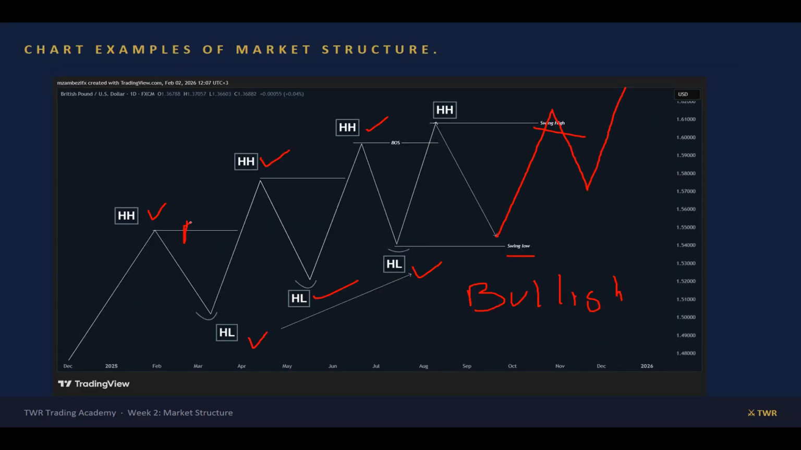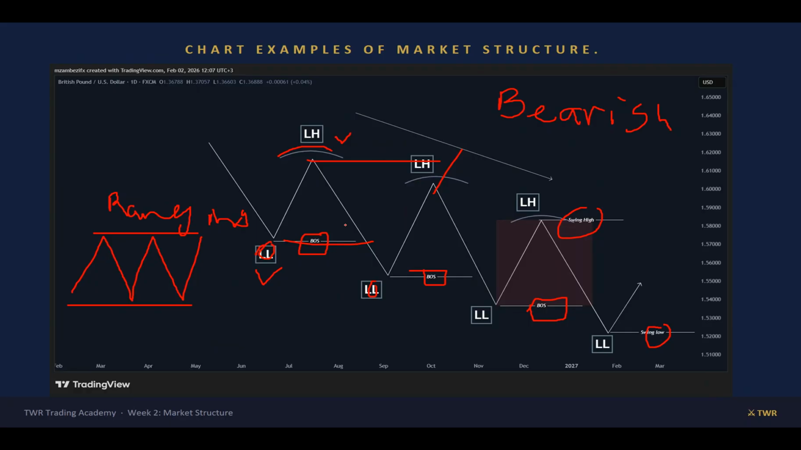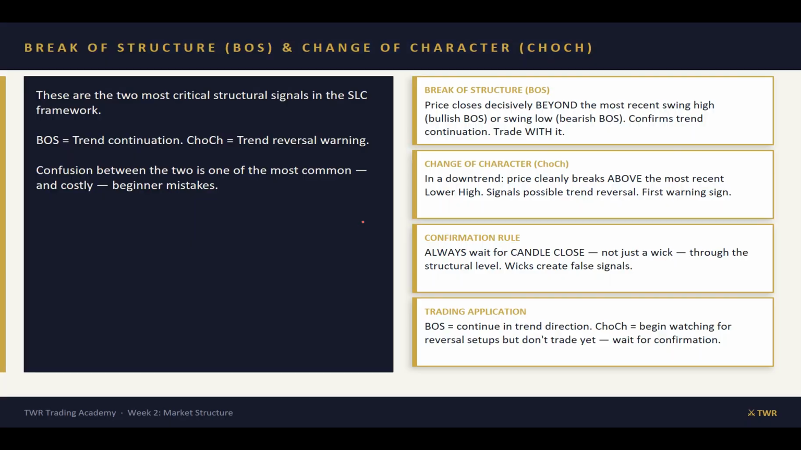So this one is a break of structure right here. And we've said if price closes decisively beyond the most recent swing high, for a bullish break of structure, price closes decisively above it. And for a bearish one, price crosses below it decisively with a candle body. I'm going to show you that next.